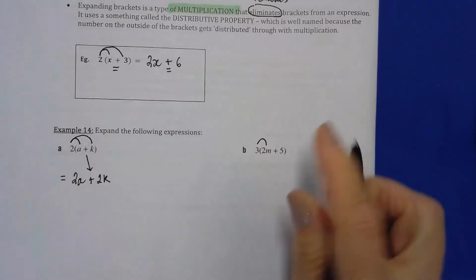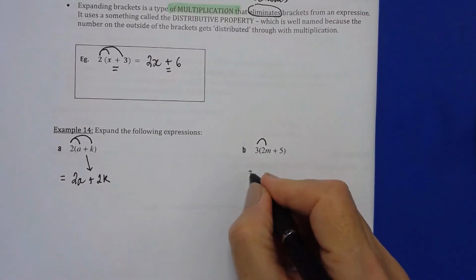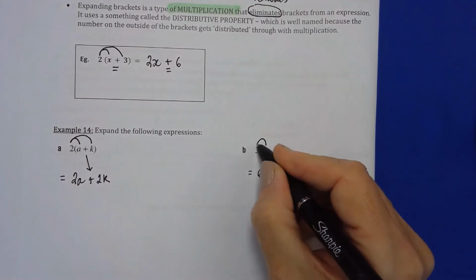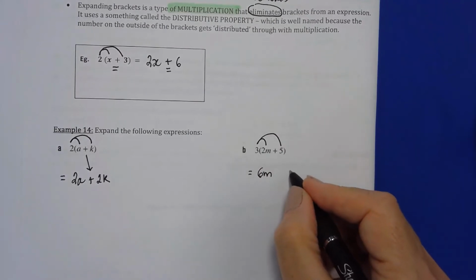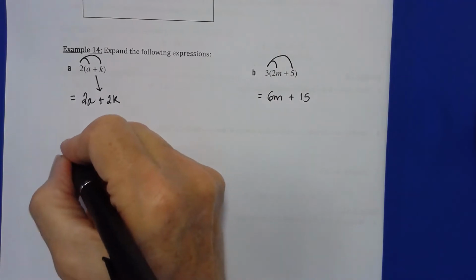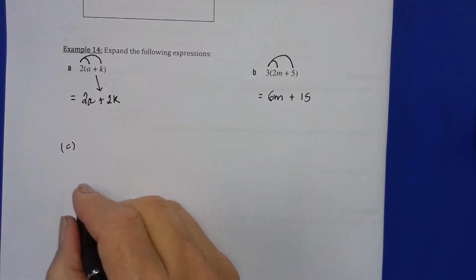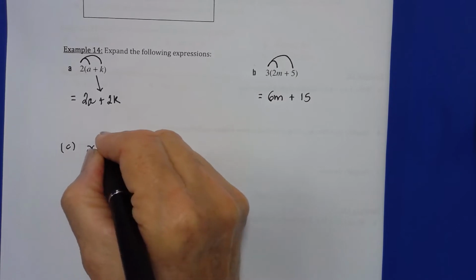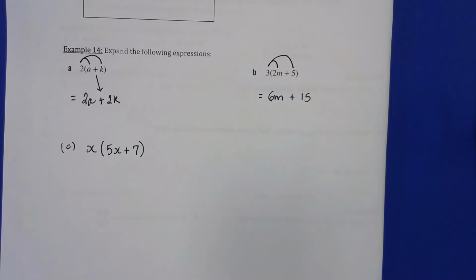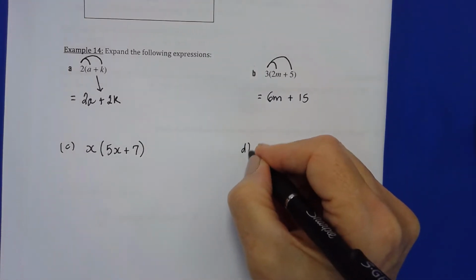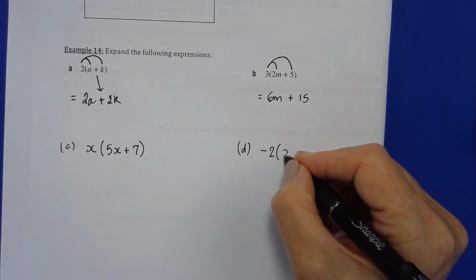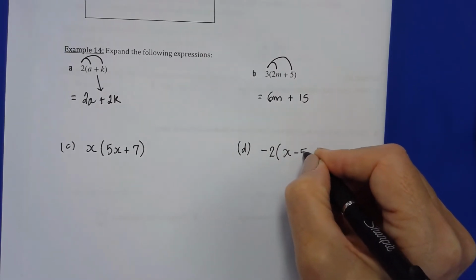What about that one? What's 3 times 2m? 6m. And 3 times 5? 15, and I put the plus sign there. You okay? All right, I want to do 2 more examples. Let's do C. C is going to be harder. It's going to be x times 5x plus 7. And D is going to be really hard. It's going to be negative 2 times x minus 5.